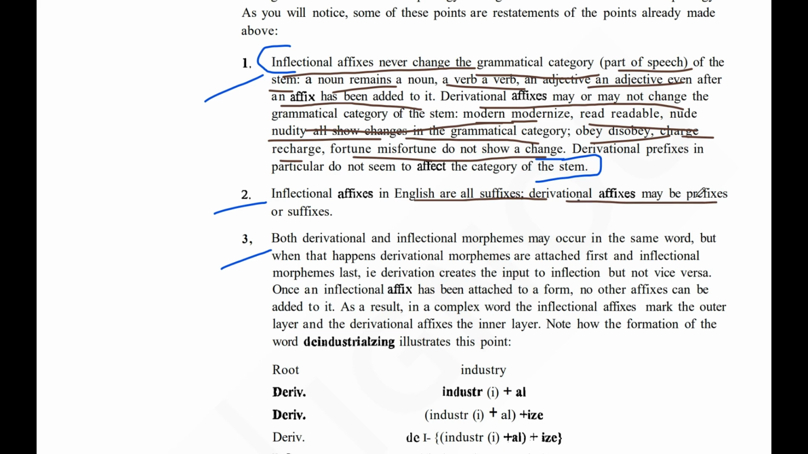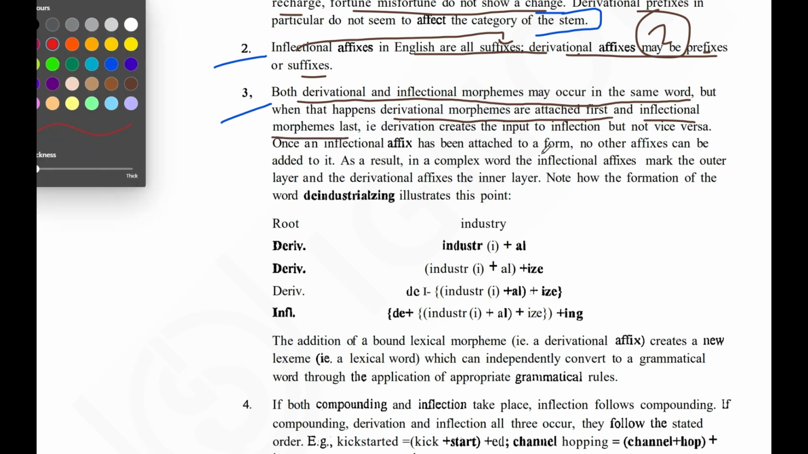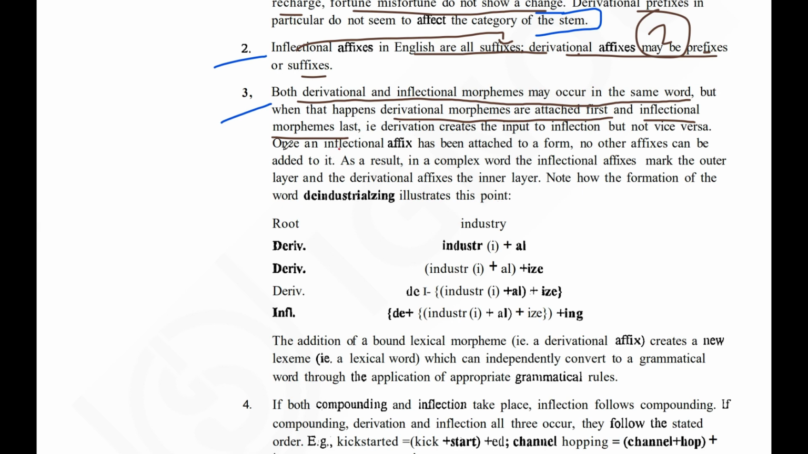Inflectional affixes in English are all suffixes. Derivational affixes may be prefixes or suffixes. So inflections are always suffixes, but derivational could be either of the two, could be both. And both derivational and inflectional morphemes may occur in the same word. But when that happens, the derivational morphemes are attached first, and then the inflectional morphemes are attached last. Once an inflectional affix has been attached to a form, no other affix can be added to it.